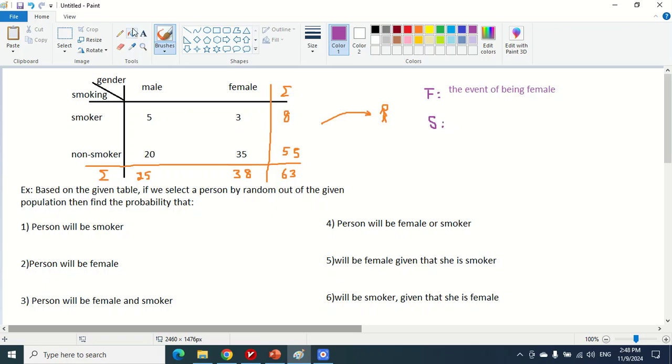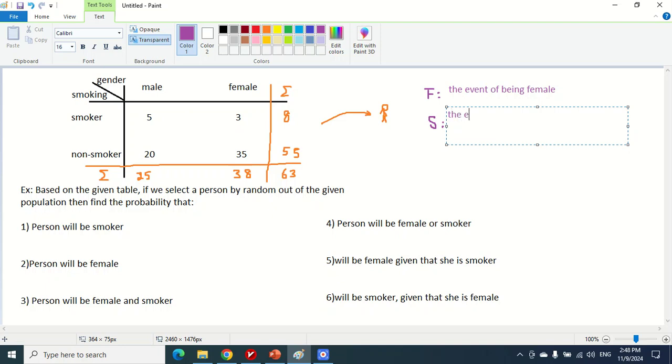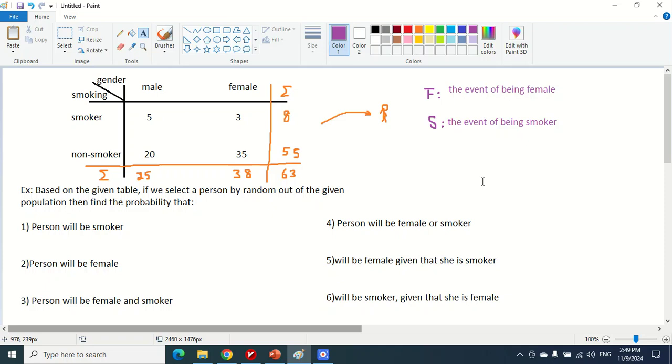So it's the event of being a smoker, the selected person indeed. I just try to somehow summarize that event's definition. So I have two words over here. One is used for female, one for a smoker.